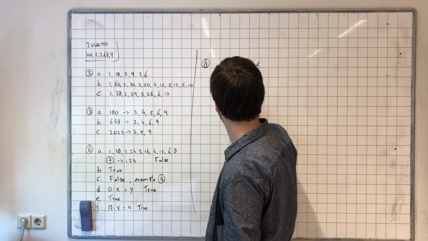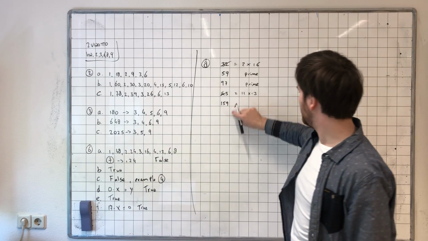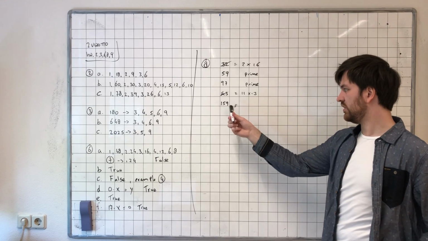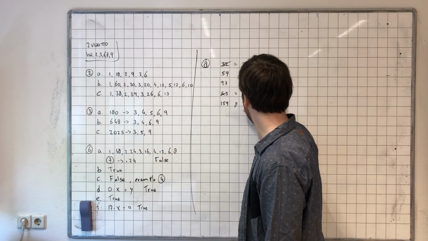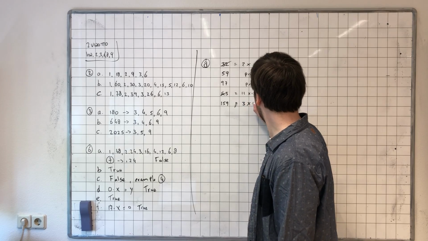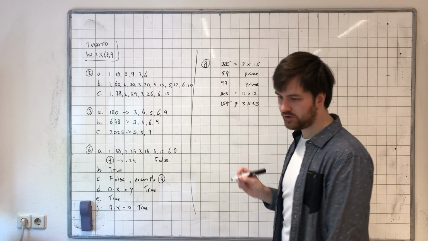The next one, 159. Let's think about it. The sum is 15, so we can divide this with 3, and then we're already done. So this is not a prime number.